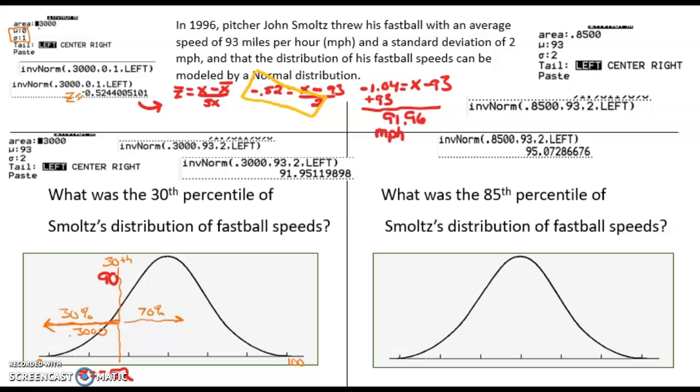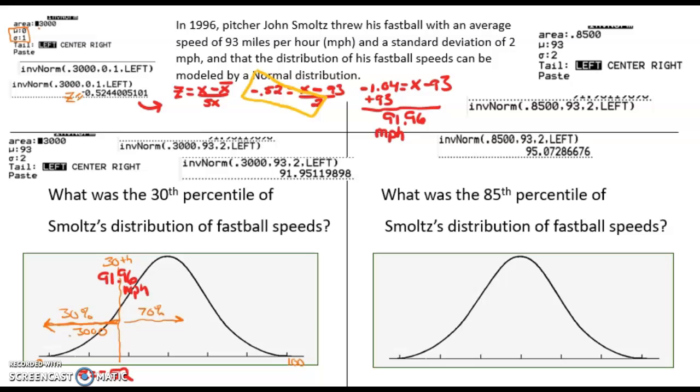That means that right here at this moment, you would have to throw a 90. Why did I write 90? Taking up too much time, coach. All right, so basically this pitch would need to be 91.96 miles per hour to be the 30th percentile. That's what you just did.